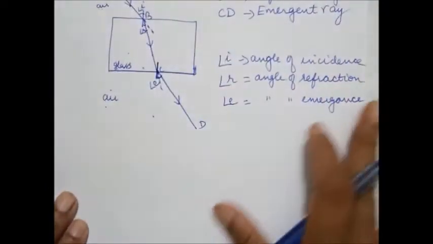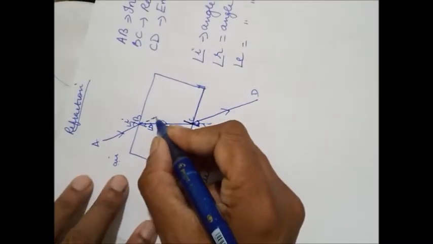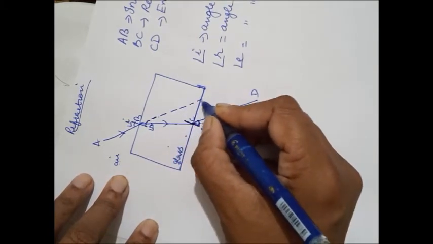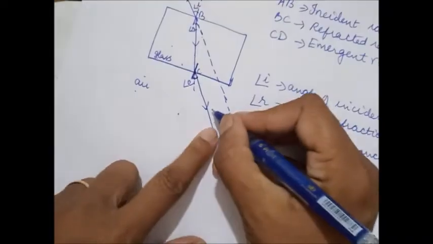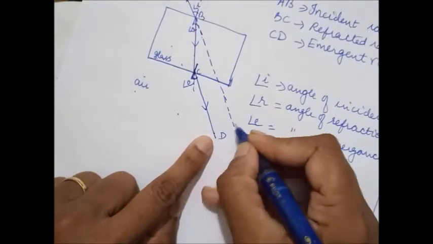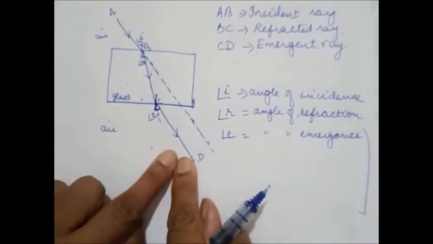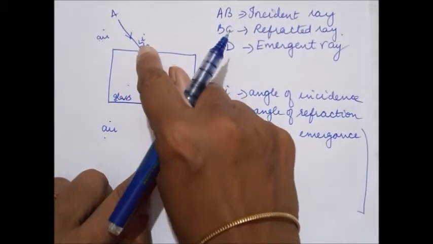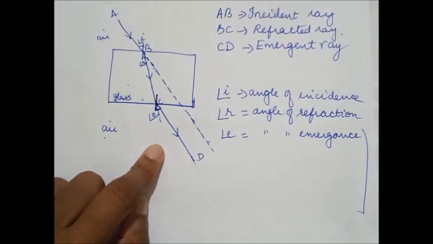So this is the simple diagram for refraction through a glass slab. Now, one thing you should understand: if you extend this original ray, keep extending it, you will find that the emergent ray will be parallel to this extended incident ray. In a glass block, the emergent ray will be parallel to the extended incident ray. These both will keep going parallel.